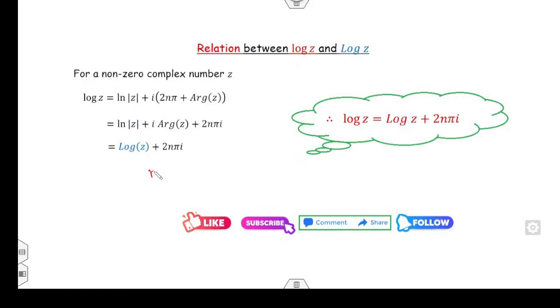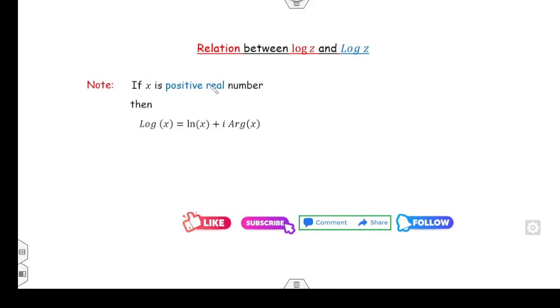Clearly, if you take n as 0, then log z and the principal value of log z are both the same. Moreover, if you choose any positive real number x, in real analysis we all know you can write either a capital Log x or a small ln x; both are the same. Why?